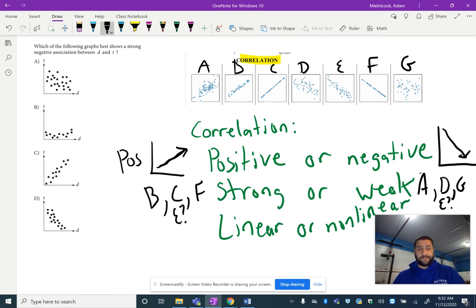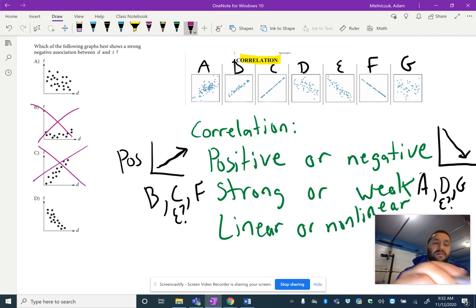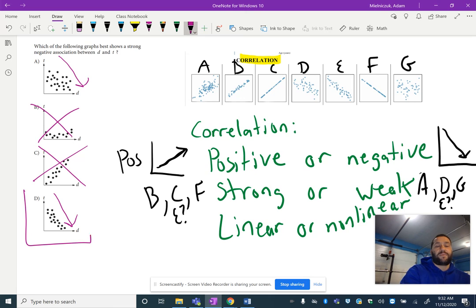So let's go back to our question. Which of the following graphs best shows a strong negative association between D and T? Well, it'll be negative. It has to go down from left to right. So we know that it can't be C and it can't be B. So we can see that with A and with D, they're both going down left to right. So the other key word we have to look at is strong. Well, strong means closer together, more clumped together. So I would argue that D is our best answer, okay, because they are more clumped together than A.